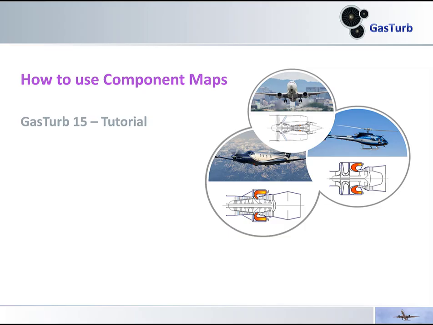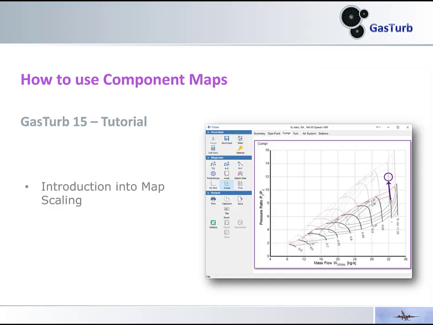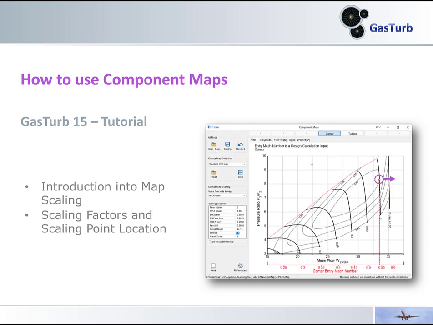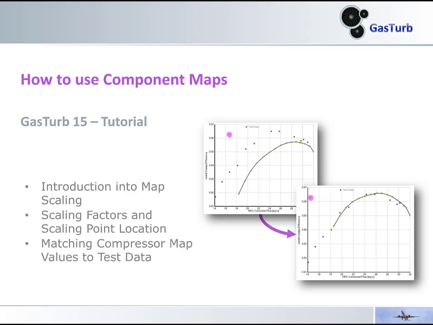We will focus on compressor maps. However, all the presented functions are applicable to turbine maps as well. We will start with how maps are scaled in GasTurb. We will investigate how GasTurb uses scaling factors and modify the scaling reference point location in a compressor map. Finally, we will learn how to edit the compressor map to match our simulation with loaded test data.